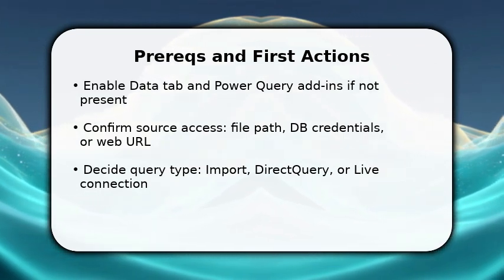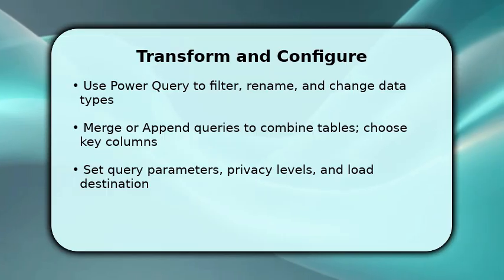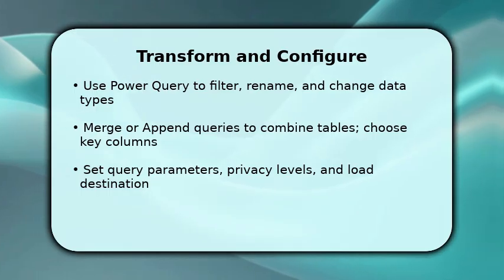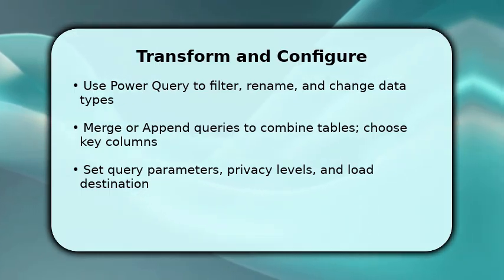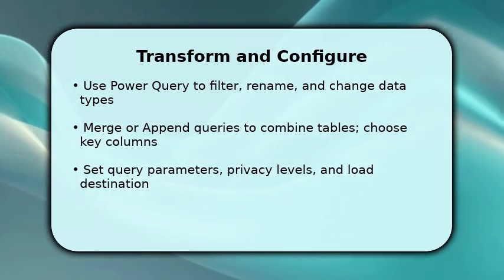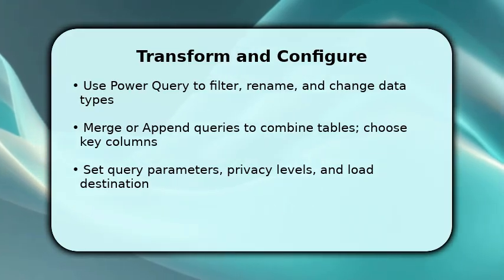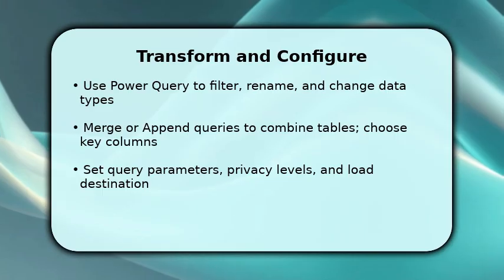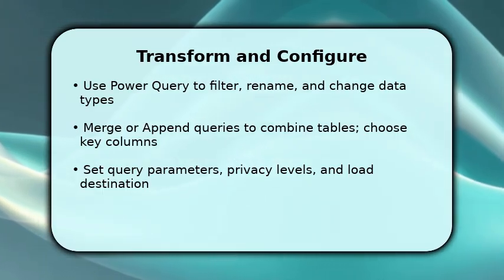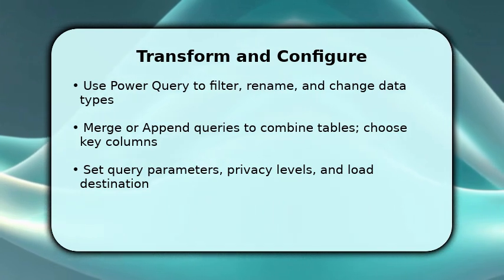Once your raw connection loads into Power Query, you'll clean and shape the data. You should filter rows, promote headers, and correct data types to prevent import errors. If combining sources, use merge for matching keys or append for stacking datasets. Select consistent key columns to avoid mismatches. Then configure query parameters for dynamic paths and set privacy levels to prevent data leaks. Finally, choose to load to table, data model, or create a connection only, depending on workbook size and analysis needs.